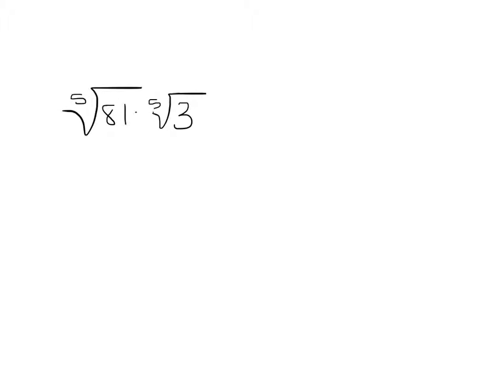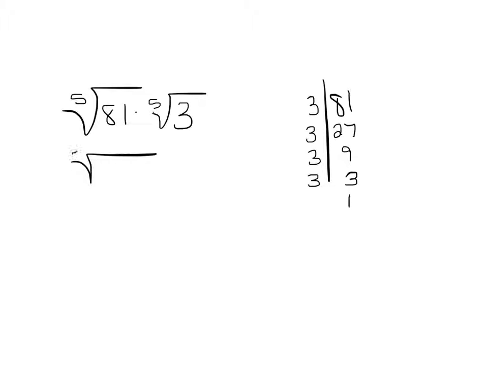On a problem like this one, for example, this is number 21, what you want to do first is write these as problems with the same base. So that 81 is a power of 3, because if I do the prime factorization of 81, that's 3 and then you have 27, that's 3, and then you have 9, 3, 3, 3, 1. So that's basically 3 to the 4th power. So I can rewrite that as 3 to the 4th power times the 5th root of 3.